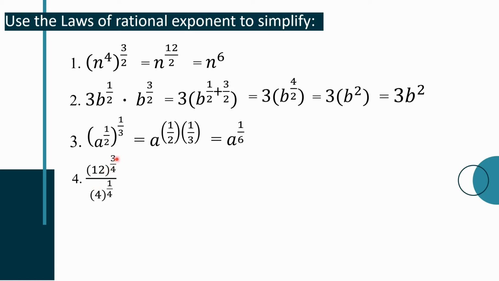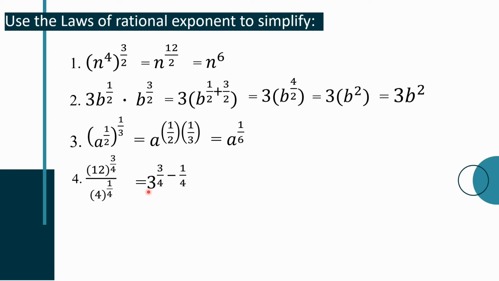12 raised to 3/4 divided by 4 raised to 1/4. So, this will be equal to, quotient rule tayo. Pag same base siya, pwede natin i-apply ang power rule, ang quotient rule. But since this is 12 raised to the power of, okay, yung 12 over 4, dinivide muna natin. Ang 12 divided by 4 is 3.